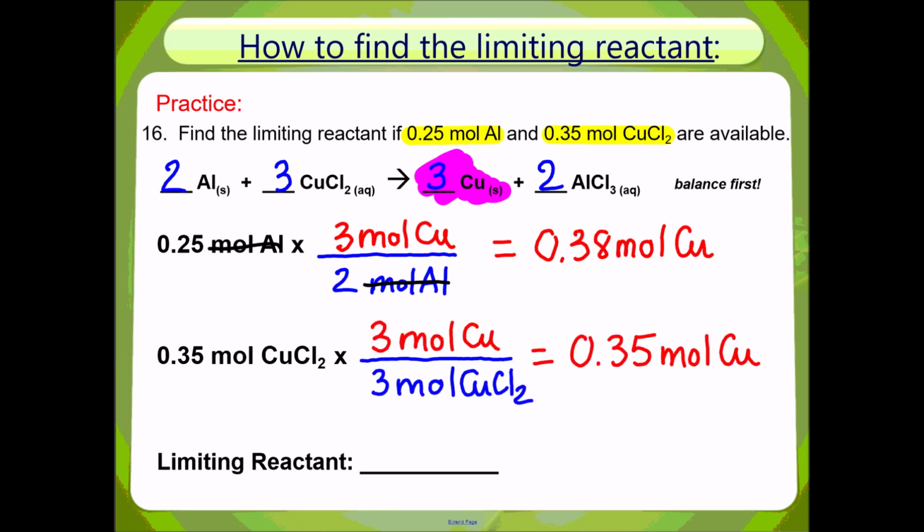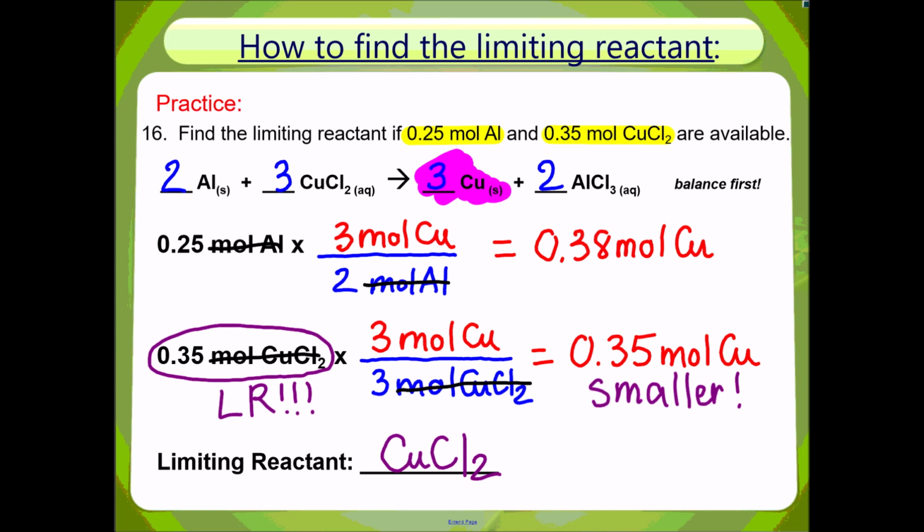With 0.35 moles of copper 2 chloride, I will need to get rid of mole copper 2 chloride by placing it on the bottom and get to the same product on top, which is moles of copper. This gives me 0.35 moles of copper produced. Based on these results, the given amount of copper 2 chloride will give me the smaller amount of product, only 0.35 moles. Therefore, the limiting reactant is copper 2 chloride.